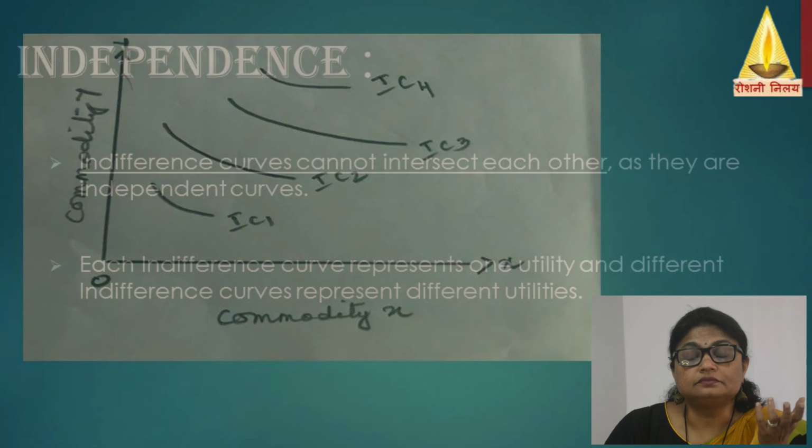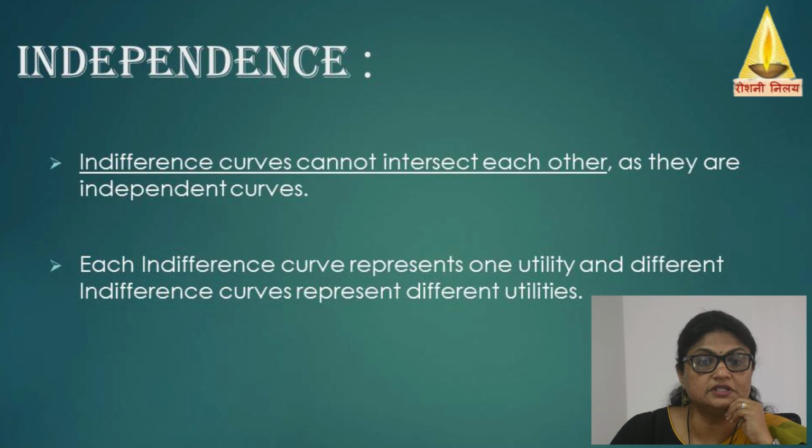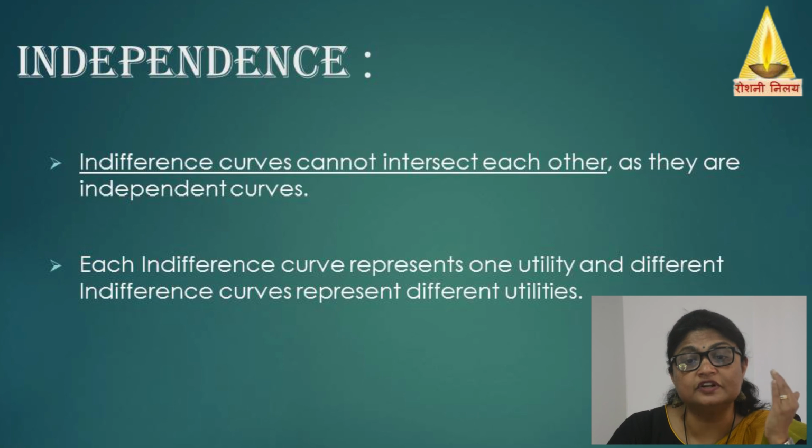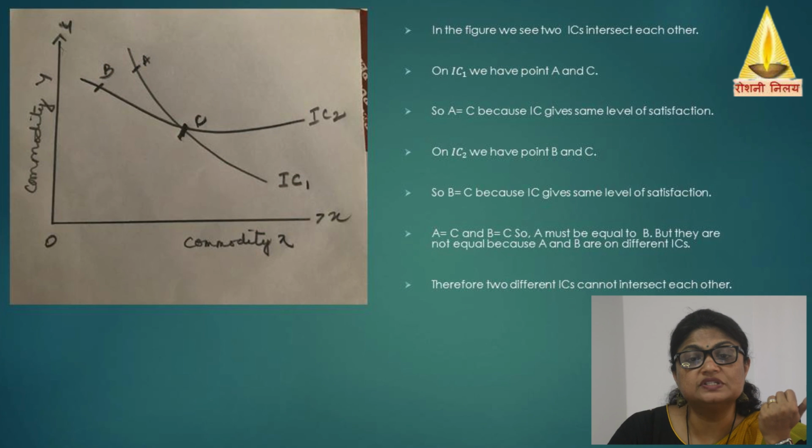The next property is independence. Indifference curves cannot intersect with each other because they are different indifference curves, and I told you each indifference curve represents one utility and different indifference curves represent different utilities. Now, if you see in this figure, we see 2 indifference curves intersect each other, IC1 and IC2. Now, on IC1 we have 2 points A and C. So, A is equal to C because it gives you the same satisfaction.